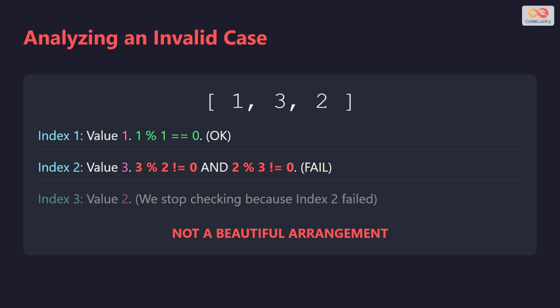Let's analyze why a specific case fails. Take the array 1, 3, 2. At index 1, we have 1, which is fine, but look at index 2. We have the number 3. 3 is not divisible by 2, and 2 is not divisible by 3. The condition fails here. Since one position is invalid, the entire arrangement is discarded immediately.